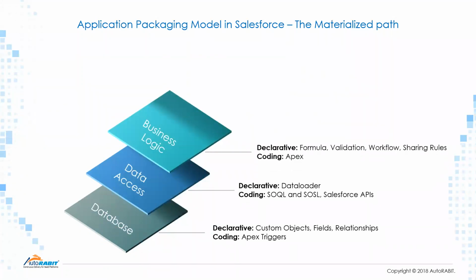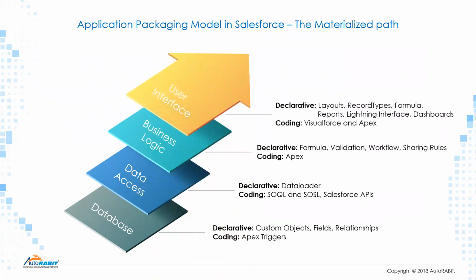Based on a particular requirement, how do you make sure that your user interacts in a certain form? It could be your formulas, your validation rules, workflow rules, sharing rules, and in coding, it is your regular Apex, where you'd be able to direct a user or channel a user through a bunch of features using Apex coding. And it all comes together on a user interface. So the user interface would be your layouts, your record types, formulas, reports, Lightning interfaces, dashboards, or Visualforce pages as well. So these are the 4 composite layers into which your application would decompose.